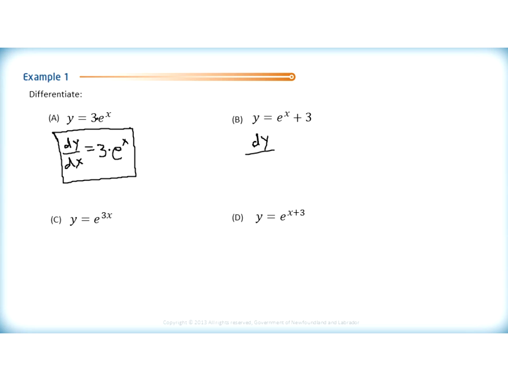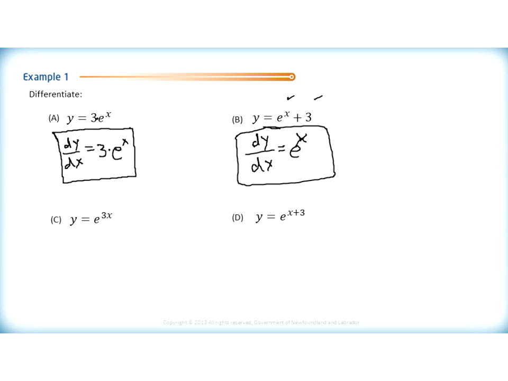So let's take a look at this one. dy over dx in example B here. Well, I've got 2 terms to differentiate. The derivative of e to the power of x is e to the power of x. And the derivative of 3 is 0. So guess what? We're done again. See how nice Euler's number is?